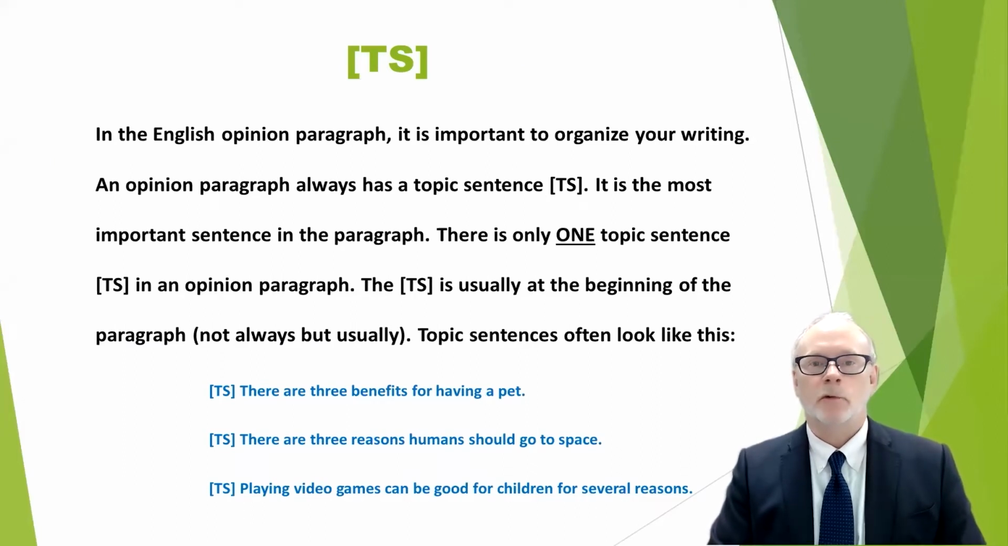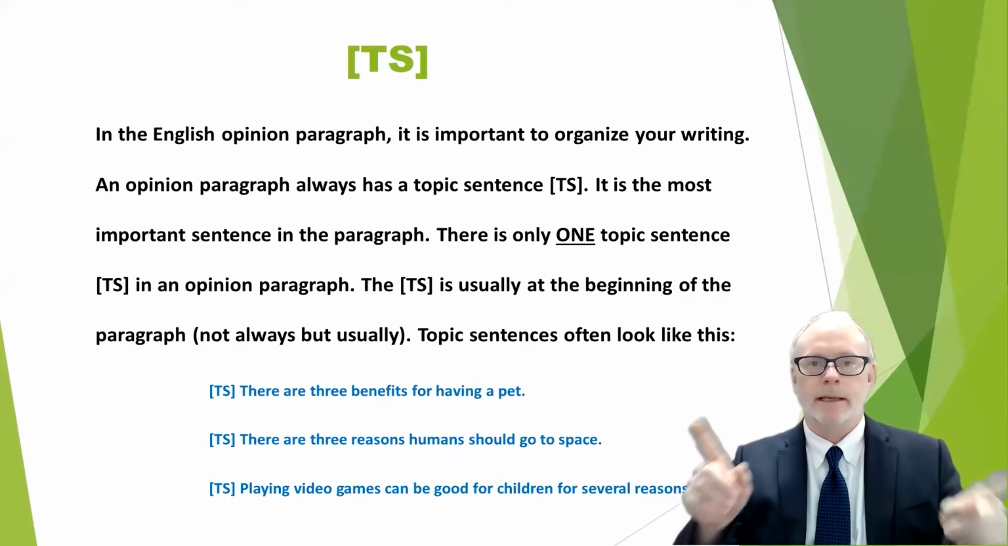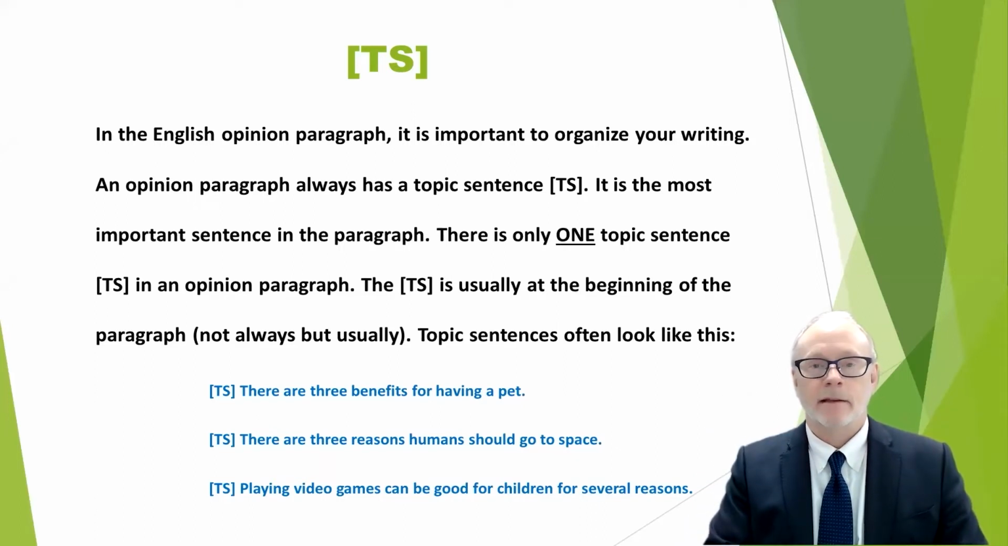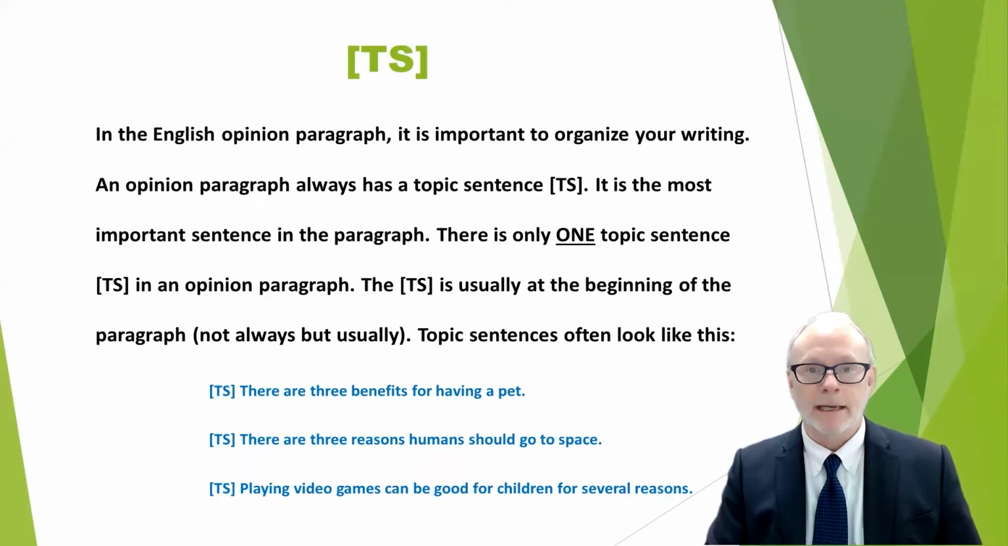Okay, at the top of your screen, you can see our first label. It is TS, and that means topic sentence. And remember, it is inside those brackets. So let's read this together. In the English opinion paragraph, it is important to organize your writing. An opinion paragraph always has a topic sentence, TS. It is the most important sentence in the paragraph. And there is only one topic sentence, TS, in an opinion paragraph. And the TS is usually at the beginning of the paragraph, not always, but usually.